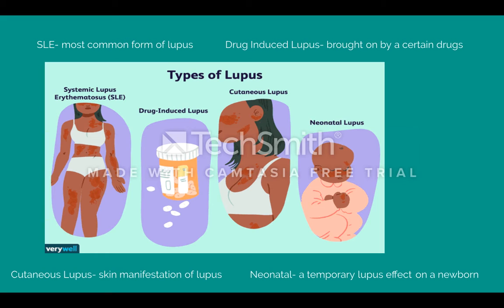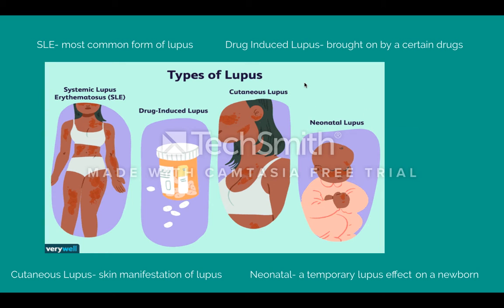Then you have cutaneous lupus, cutaneous meaning skin, meaning lupus that only manifests on the skin, so you'll only see the irritation and the inflammation of lesions on the person's skin.